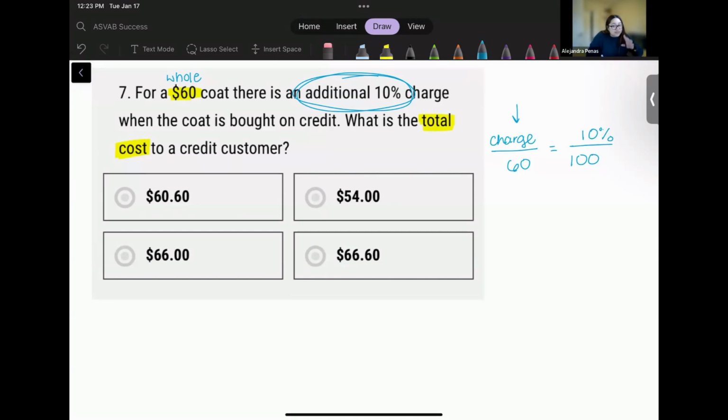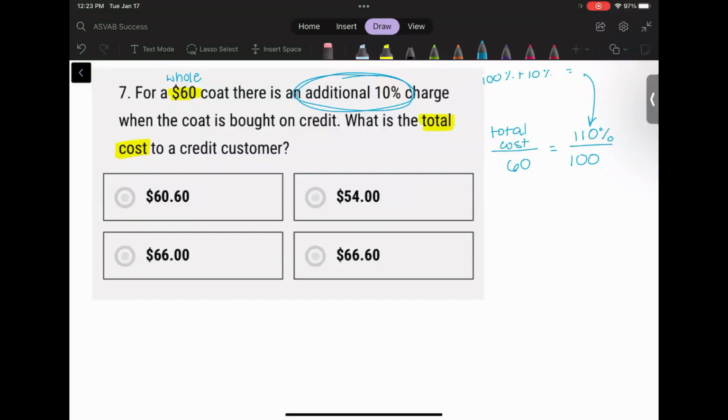But instead, you can save yourself that trouble. And instead you say, well, if I add 100% plus the 10% additional charge, I get 110%. And that's going to give me my total cost. Does that make sense?